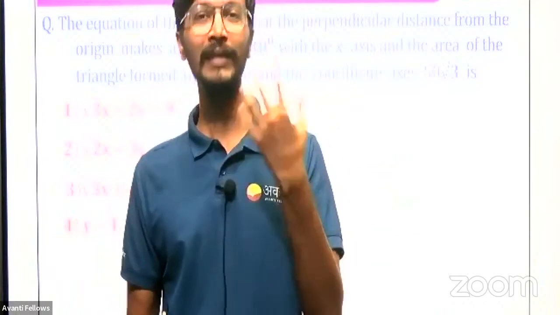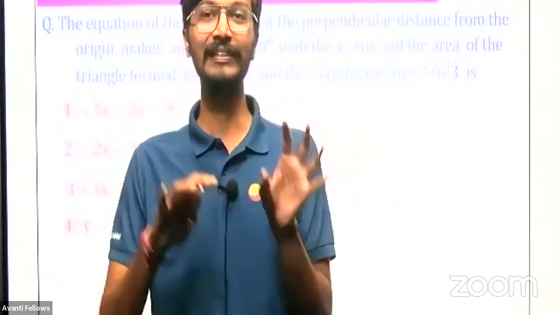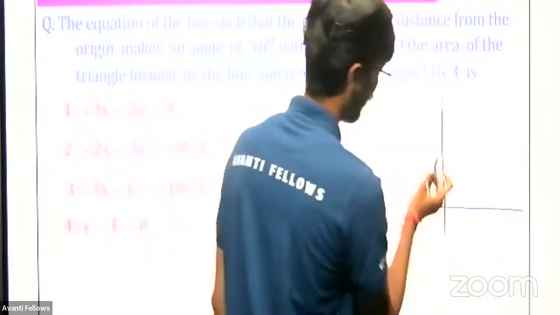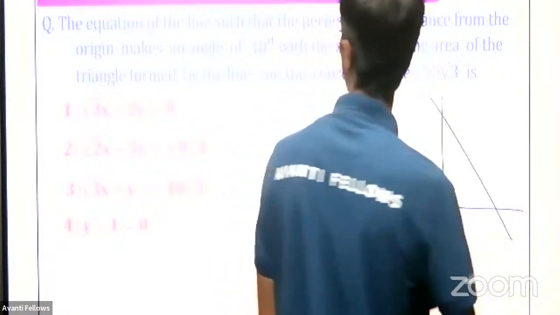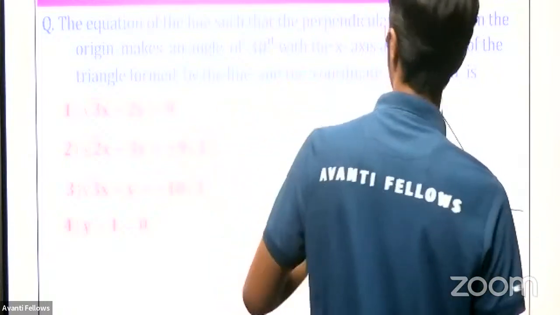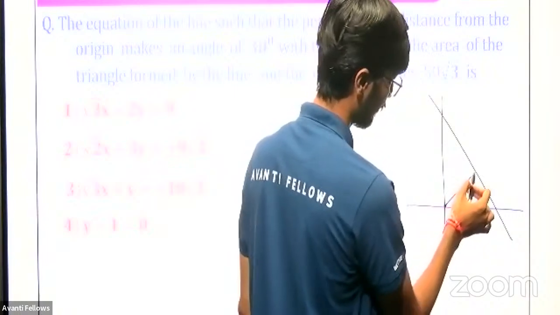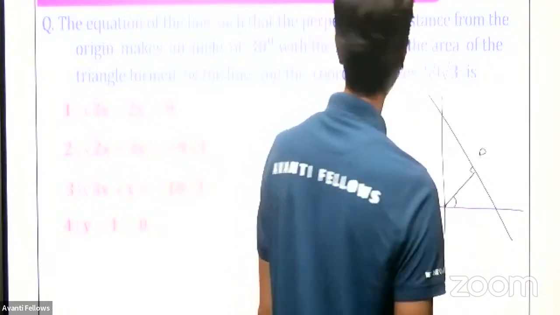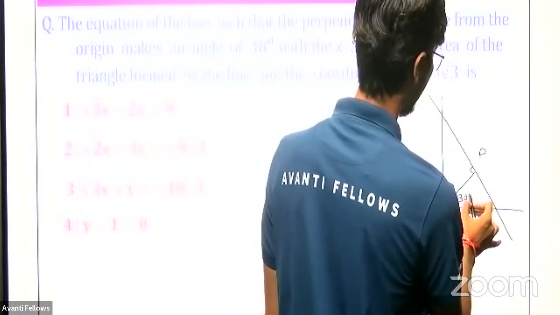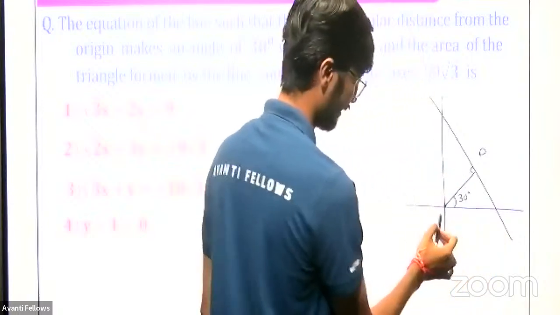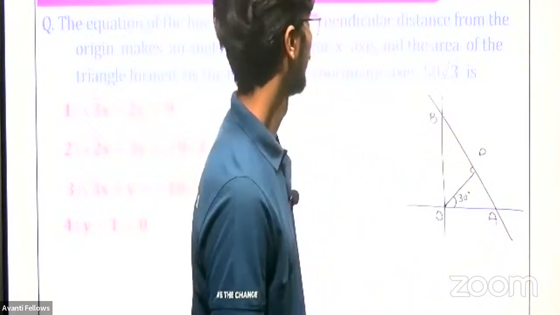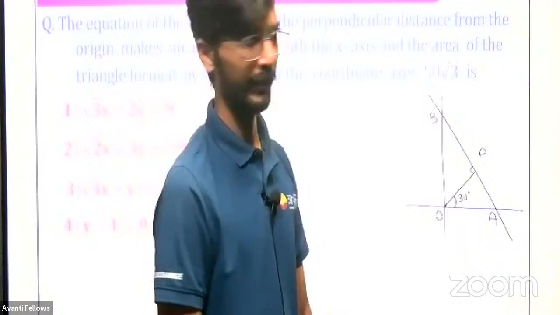So yeah, if we try to draw the diagram, you will get to know that this is the normal form of the line. So let us draw the diagram. X-axis, y-axis. Suppose this is the line and this is the perpendicular distance from the origin. This is point P, and this makes an angle of 30 degrees. And the triangle formed, let us name the triangle OAB. So the triangle formed has an area of 50 root 3.